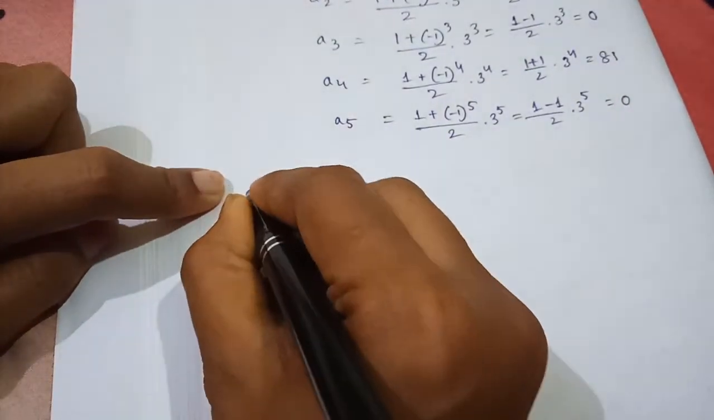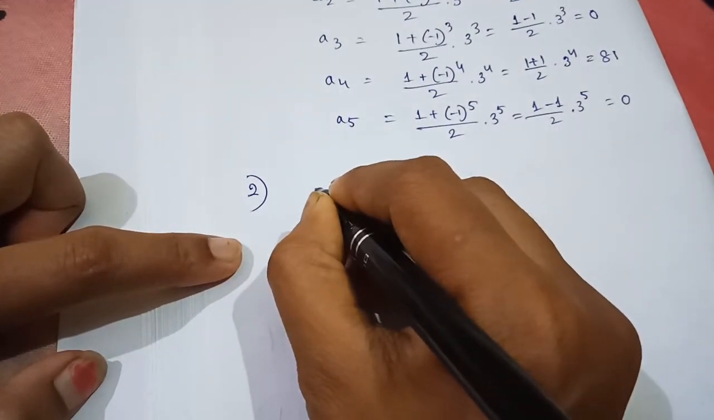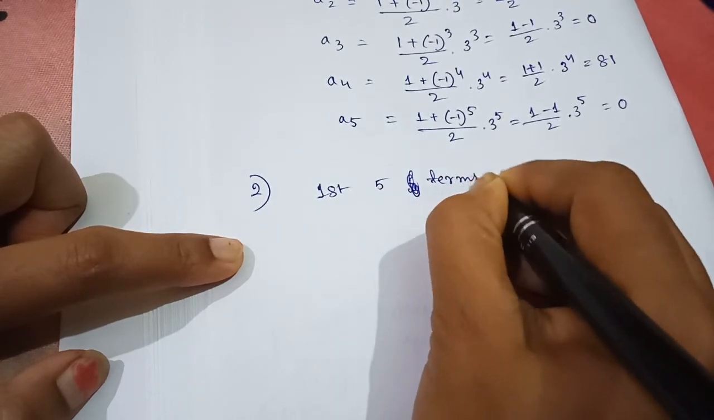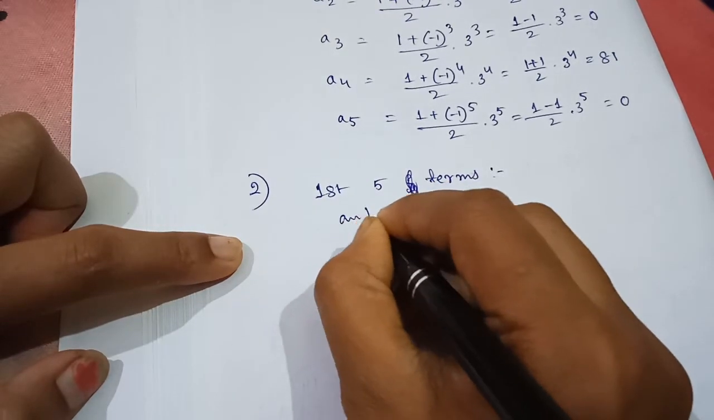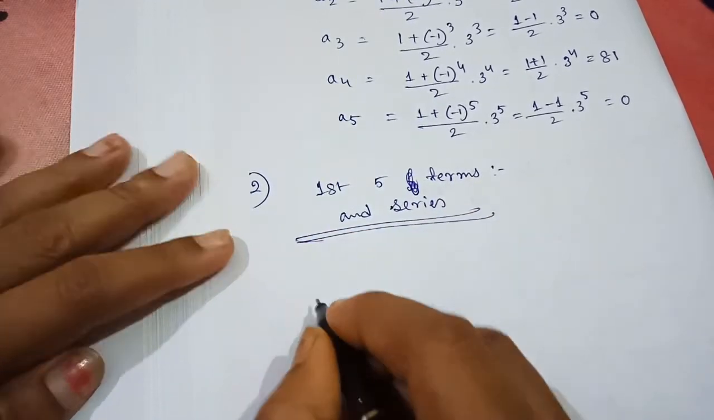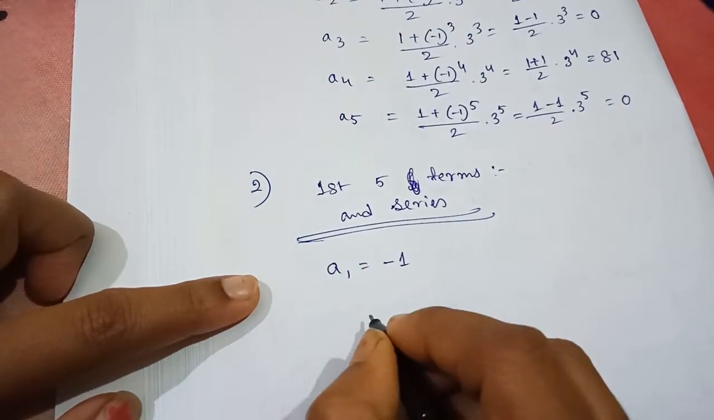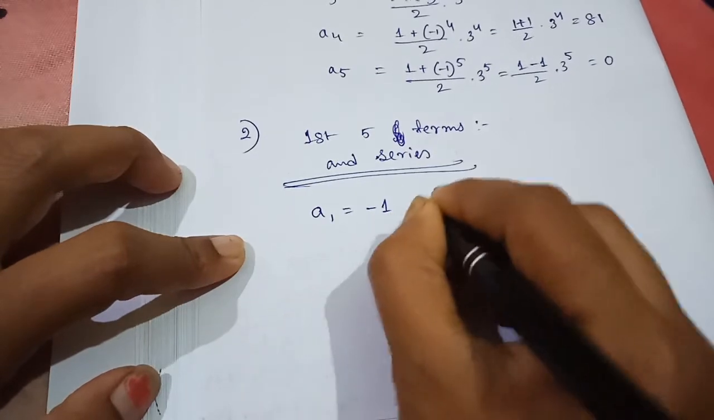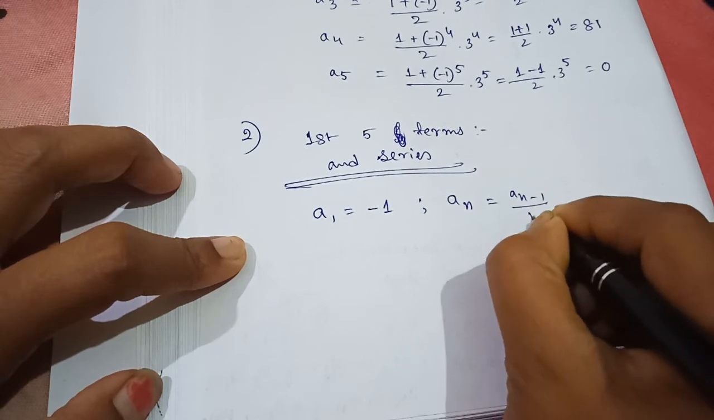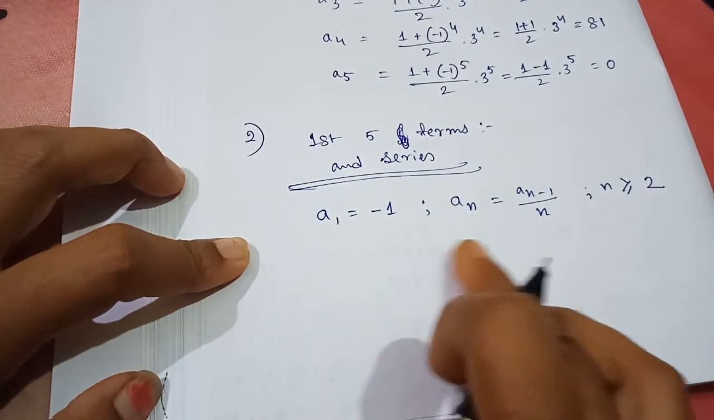Now there is another type of question for you, that is question number 2. Suppose first of all you have to find out the first 5 terms, and you have to find out its corresponding series also. So this is the question: a1 is given as minus 1, and an is given as an minus 1 divided by n for n greater than or equal to 2. This one has been given in the question.